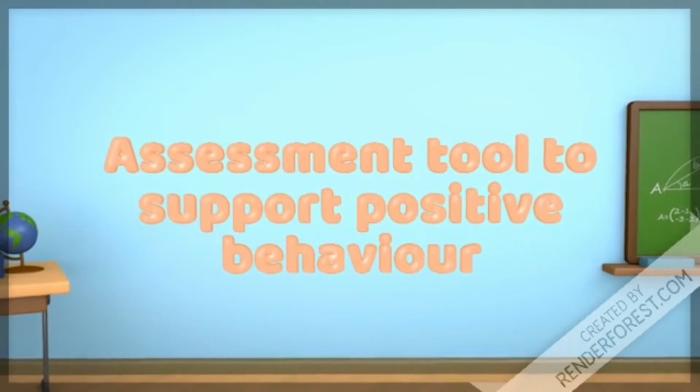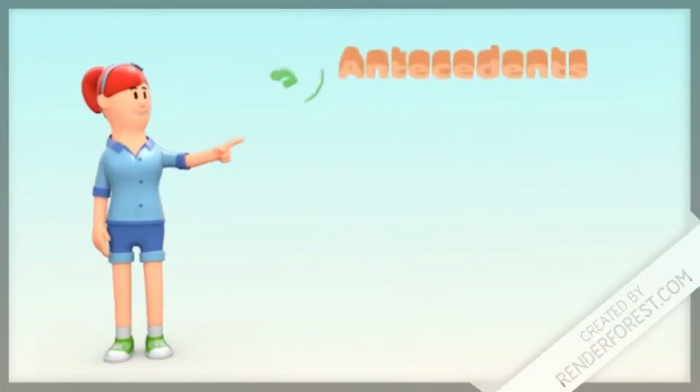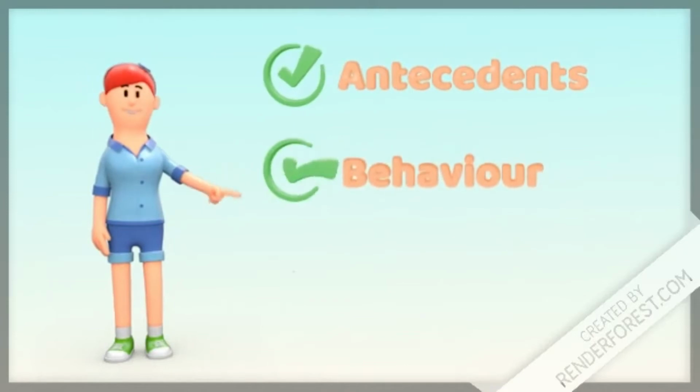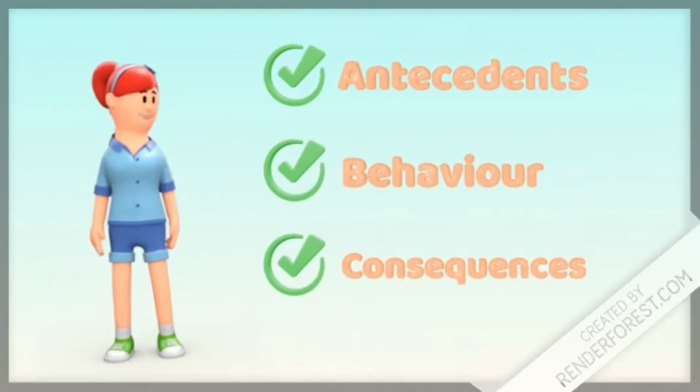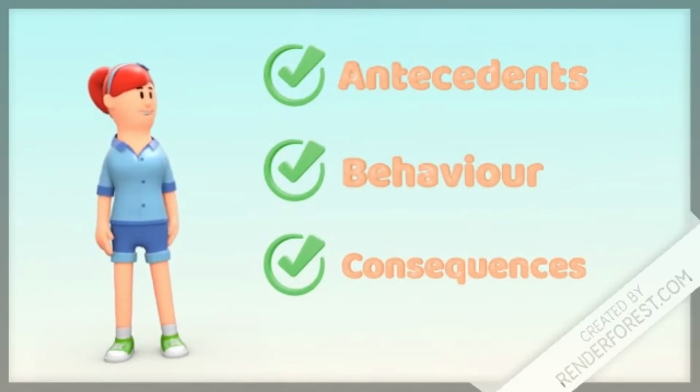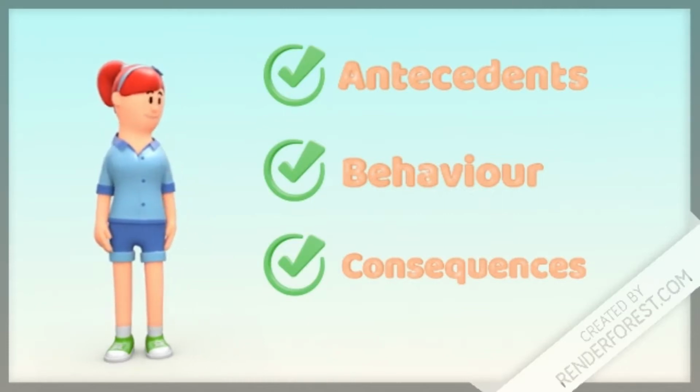When observing a child's behavior, the ABC data form is a great assessment tool that can be used to support a positive behavior. So what do the ABCs stand for? A refers to antecedents, the events, actions, or circumstances that occurred before a behavior. B stands for the behavior. C stands for consequences, the actions or response that follows the behavior.